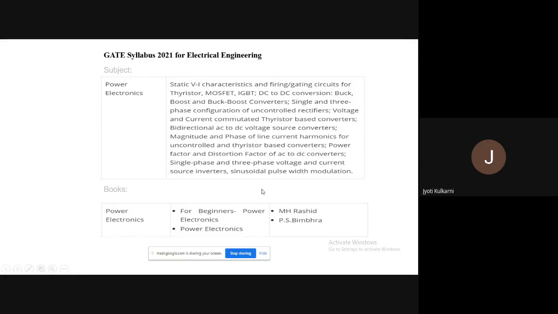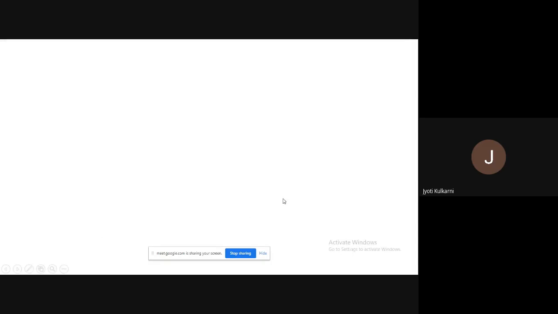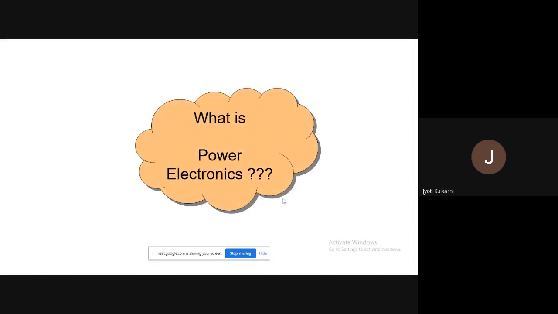Now, my question is, what is power electronics? I'll give you a basic introduction of the subject. You will not be bored, even though you have completed power electronics. Anybody can give me the answer. If you are final year or third year students, you can comfortably define it because you have already started the subject. Can anybody answer? You can unmute your mic and give your answer. What is power electronics? Anybody?